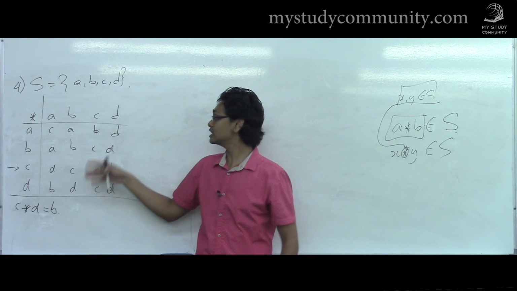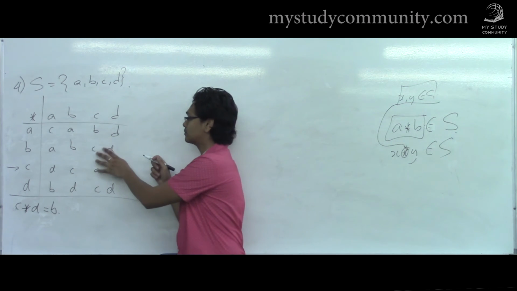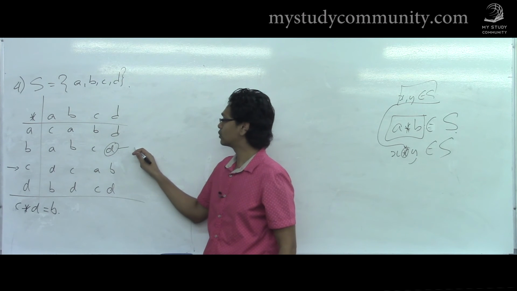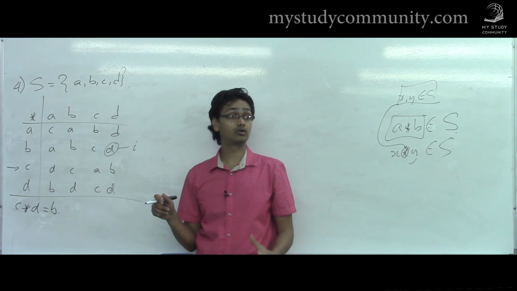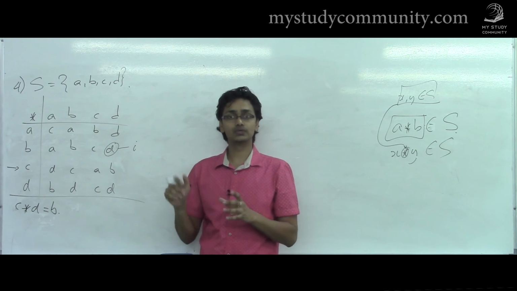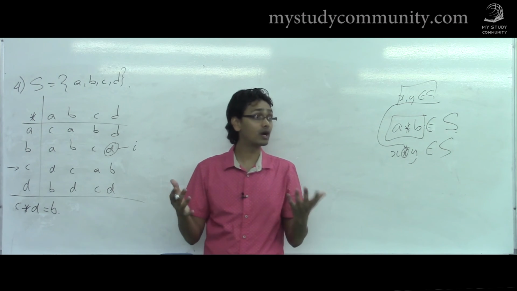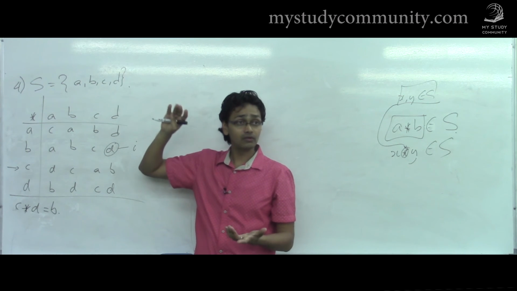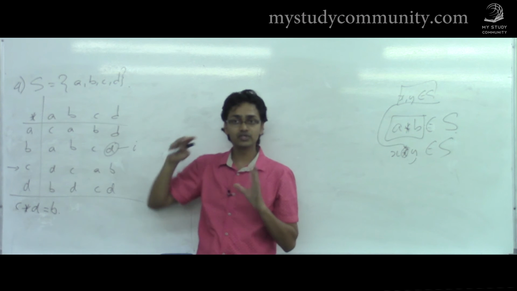Which means that if for some reason, I'm just editing, right? So if this D were I, randomly it were I, would the set be closed? No. Why? Because I is not in S. You all follow? Simple, straightforward.